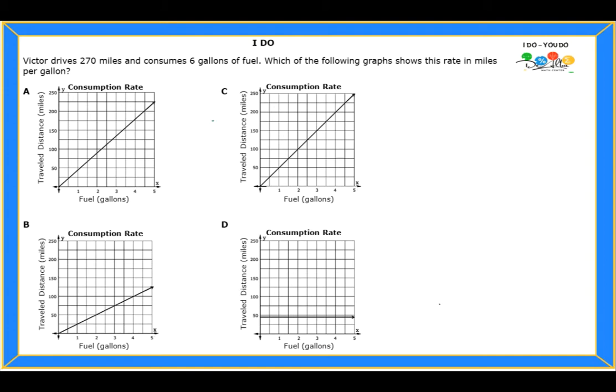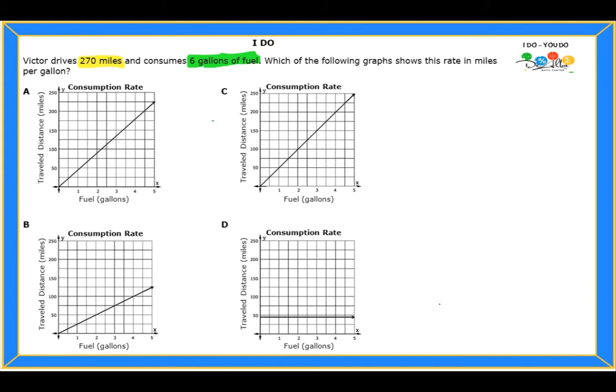Okay, so what are they talking about? Well, we have this person, Victor, and he can drive 270 miles, and to cover that many miles, he's going to need 6 gallons of gas, right? So let's underline and circle what it means over here. We have 270 miles. That's how many miles he can cover. And the amount of fuel he's going to need is 6 gallons.